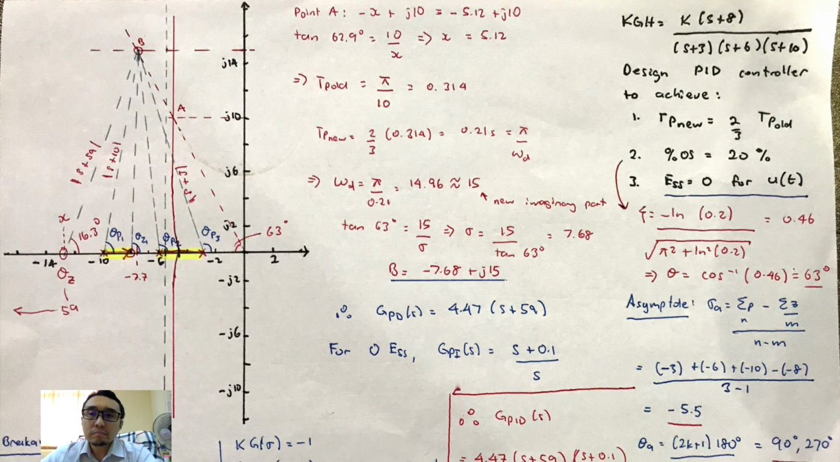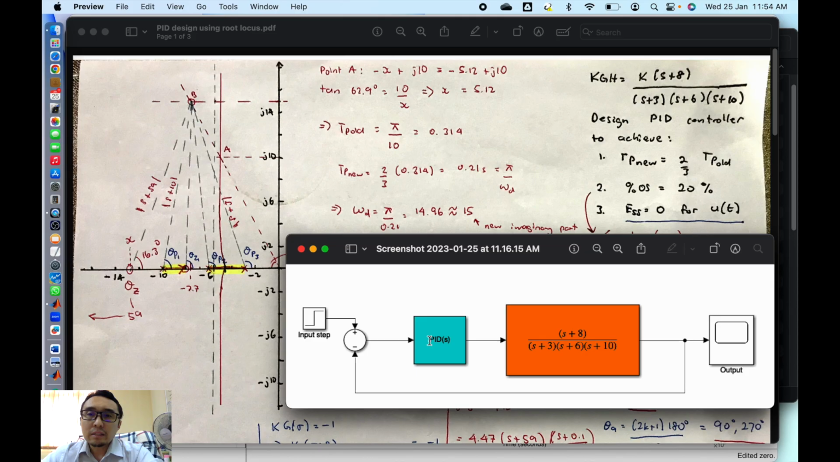toolbox. So if you recall, in the previous video, we have a control system problem where the forward path transfer function G is given here, S plus 8 over S plus 3, S plus 6, S plus 10. So we have 1 zero and 3 poles, right? So this is how the problem looks like. Okay, we want to design a PID controller for this negative unity feedback system.